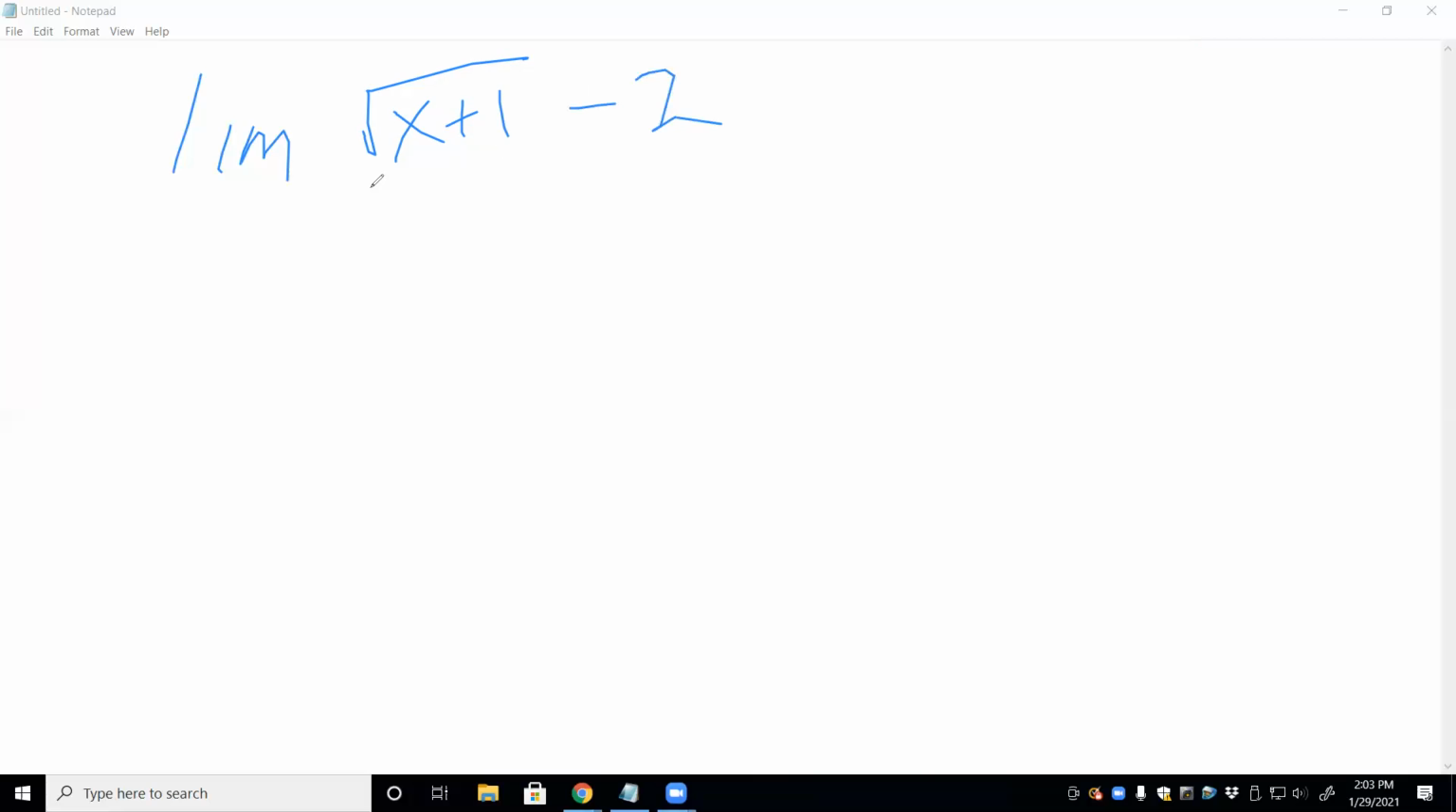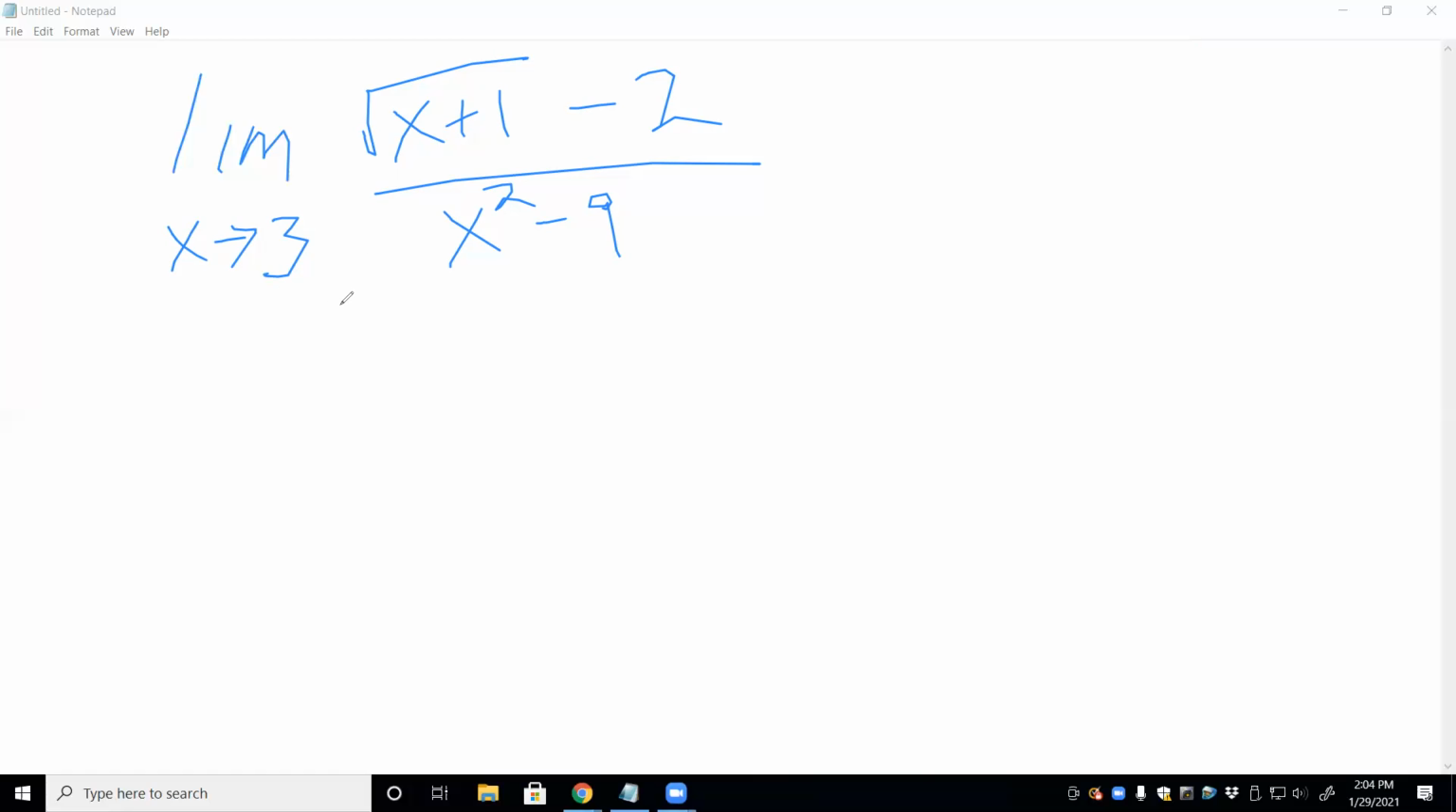And then that's all over x squared minus 9 with x approaching 3. As x approaches 3. So the way I would say that would be, what is the limit of the function whose numerator is the square root of x plus 1 minus 2 all over x squared minus 9 as x approaches 3.